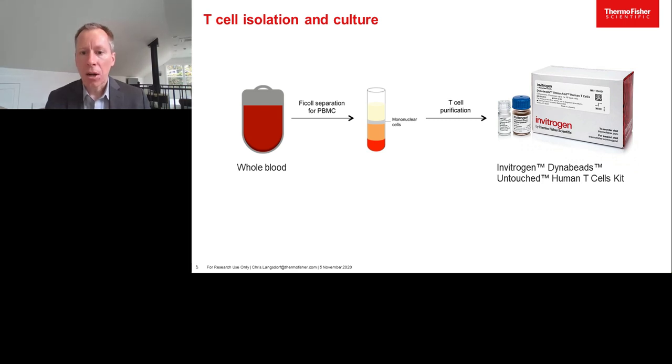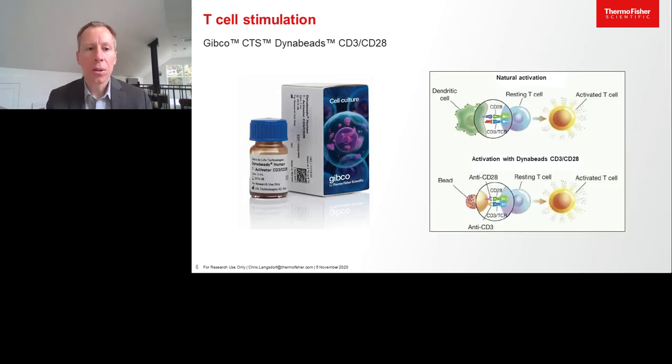Shown here on the right are Dynabeads untouched human T cells. Now, these contain essentially tiny magnetic beads and antibodies against every blood cell type except for T cells. So essentially, we will deplete all of the cells in our blood except for T cells. This becomes important if we would like T cells that are not activated but are isolated. If we plan to activate our T cells anyway, we can use something different.